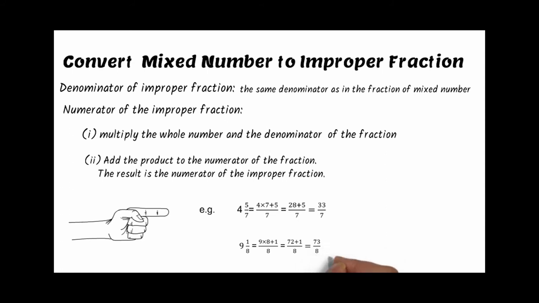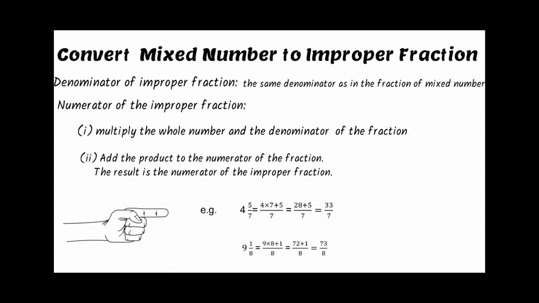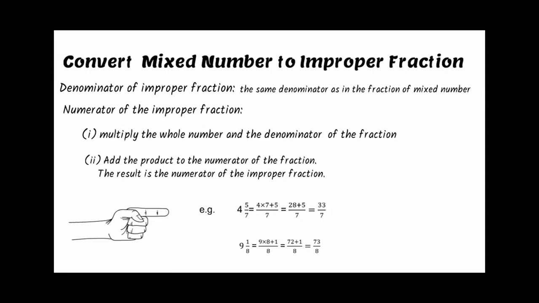As we said earlier, it is the same denominator as in the fraction of the mixed number. Now for the numerator, we're going to take the whole number 9, multiply that by 8, which is the denominator of the fraction in the mixed number. That equals 72, and we're going to add the 72 to 1, which is the numerator of the fraction in the mixed number, and that equals 73. So the final improper fraction is 73/8.